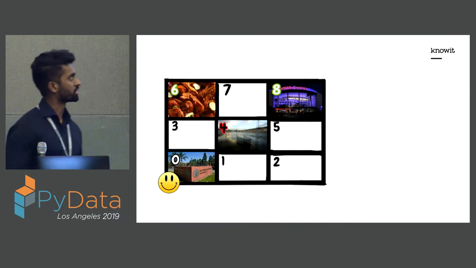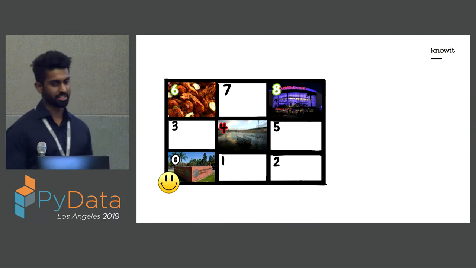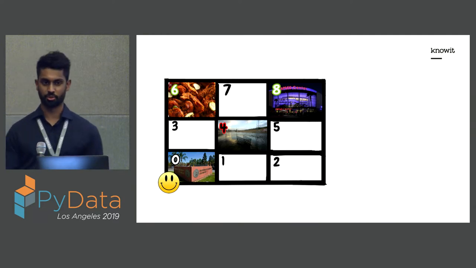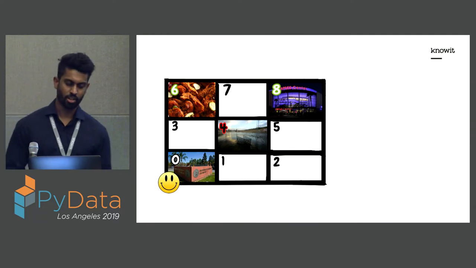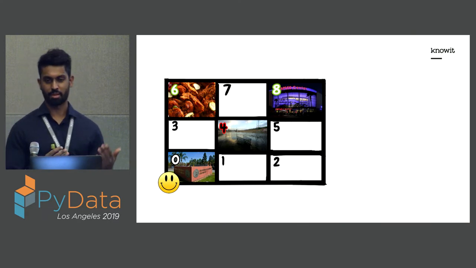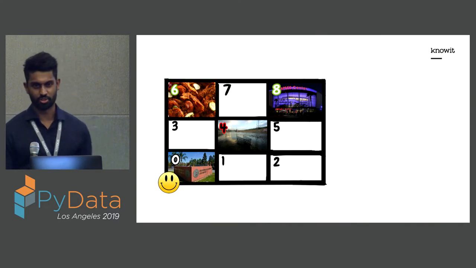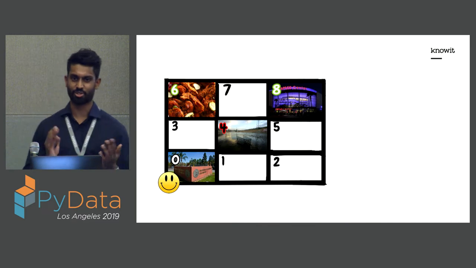So let's take a look at a practical example. Now let's say that you find yourself at the PyData conference, and that smiley face right there, that's you in state zero. Now after a long day at the conference, you're looking forward to getting to maybe the Staples Center in state eight because there's a Lakers game, or Trevor Noah is doing a show, or maybe it's Snoop Dogg, whatever is your thing.